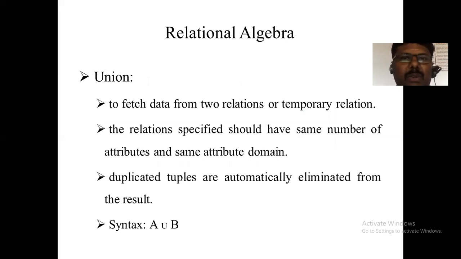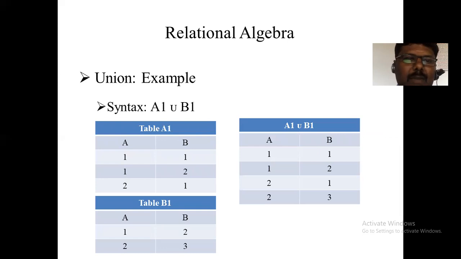Union is another kind of relational algebra operation, used to fetch data from two relations or temporary relations. The relations specified should have the same number of attributes and the same attribute domain. Duplicate tuples are automatically eliminated from the results. Here we use the union symbol, as A union B. We have two different tables, table A1 and table B1. When you combine A1 and B1, it combines them and removes the duplicate values.